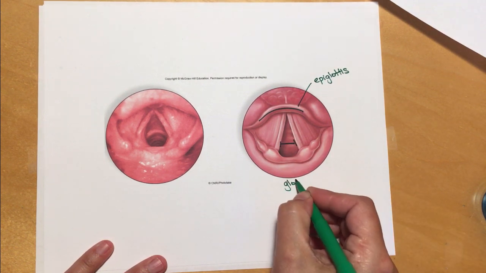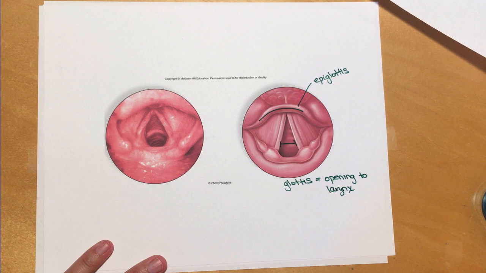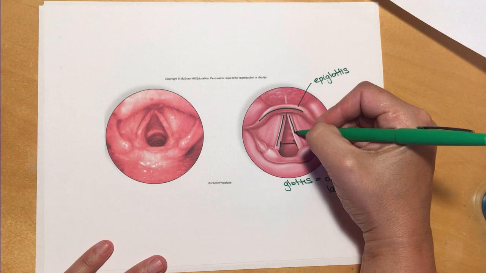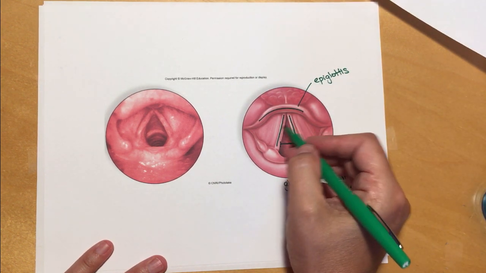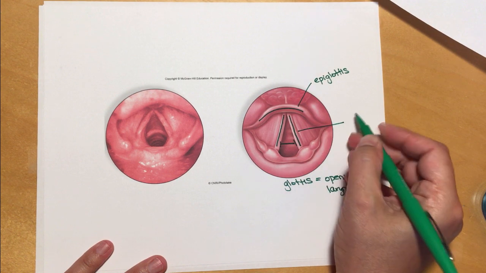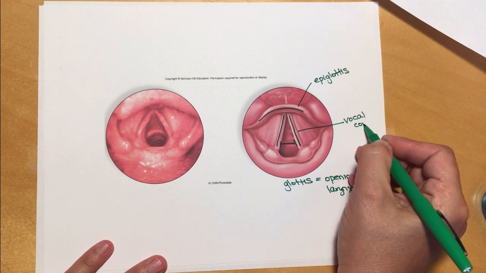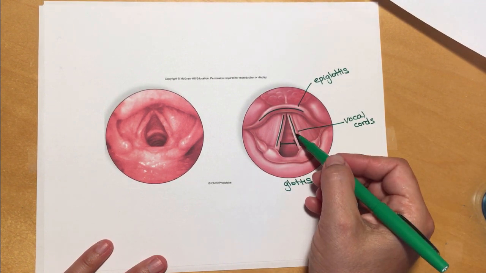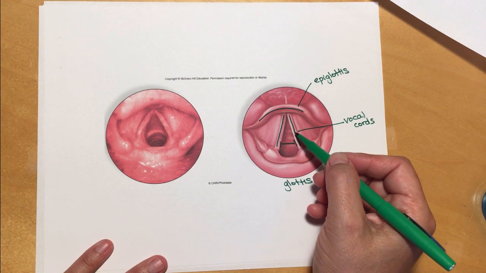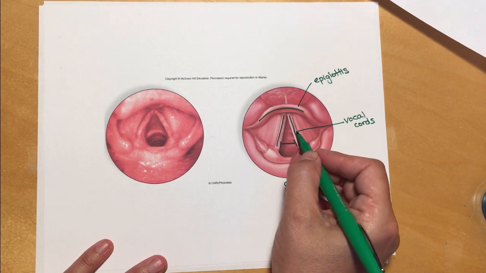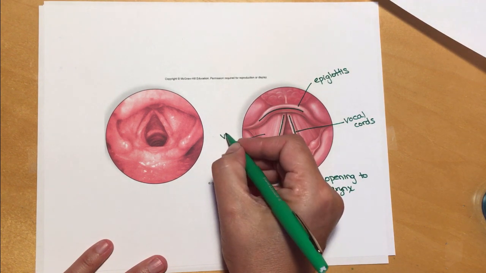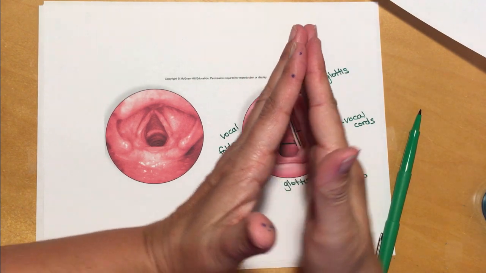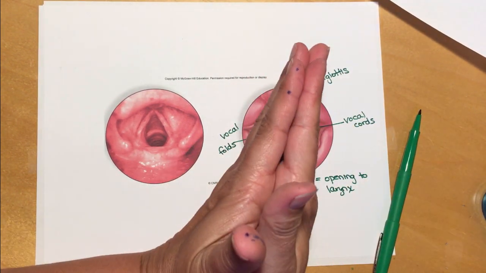The opening to the larynx is this part right here. This is called the glottis. So the glottis is the opening to the larynx. On either side of the glottis, we have these cords, and these are actually called the vocal cords. These are the things that vibrate when you allow air to come past them under a certain amount of pressure. They make sounds. Outside of the vocal cords, we have the vocal folds. And these vocal cords move back and forth as the glottis opens and closes.